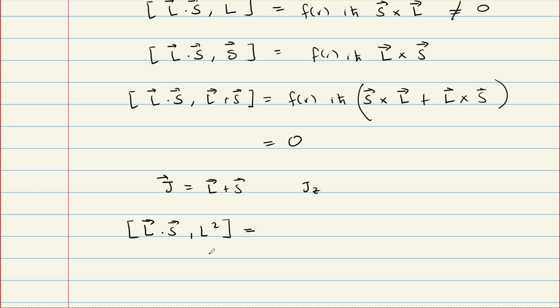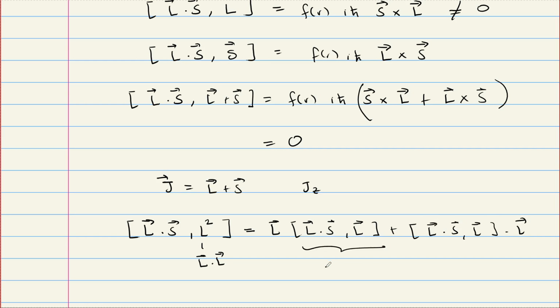What should be the result? If it was L, we showed they don't commute, but now it is L squared. Exactly, right? So I write it like L dot L, and I think about this: L dot S with L plus L dot S with L, but we calculated this and we found it to be L cross S.